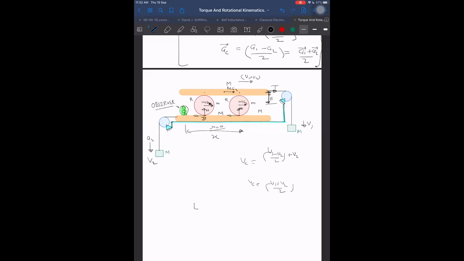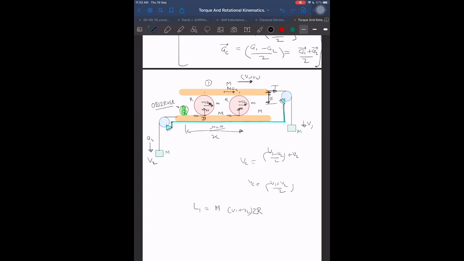Then the angular momentum of the upper plank, this plank here. What is the angular momentum of this? If its velocity we are assuming to be v1 plus v2, then its angular momentum will become m into (v1 plus v2) into r.